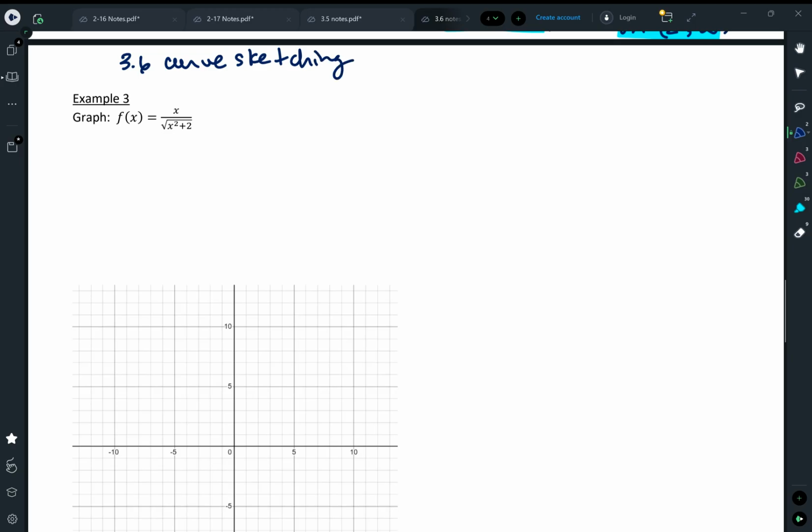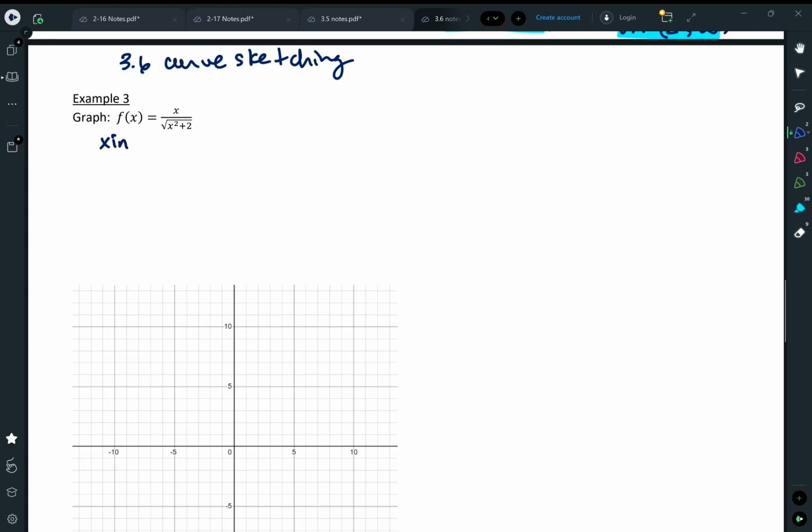And we're looking at example 3, this is what we're graphing. So we have f of x equals x divided by the square root of the quantity x squared plus 2. So our pre-calc stuff doesn't help us as much on this. First I want to think about x-intercepts and y-intercepts.